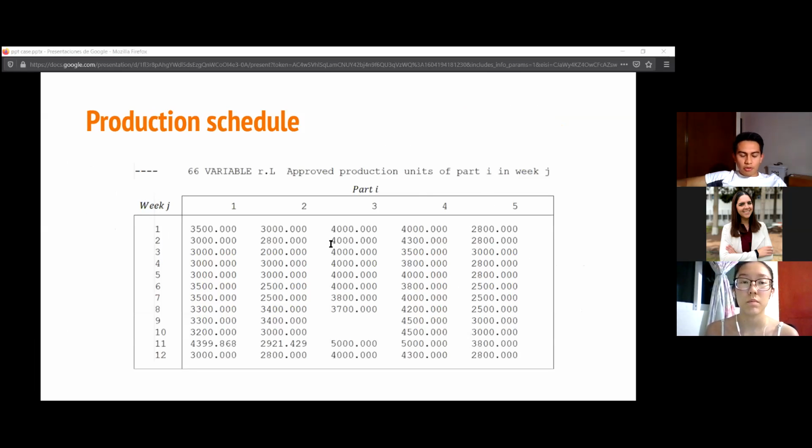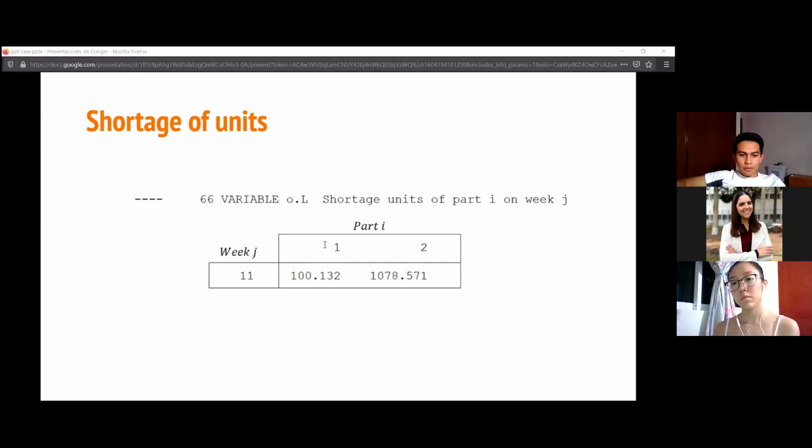This is the optimal production schedule for 5 parts for 12 weeks. Since the values are not equal to the forecasted demand, it is not possible to meet all the demand. According to the shortage units, there was a lack of 100.132 units of part 1 and 1,078.571 units of part 2 during week 11.